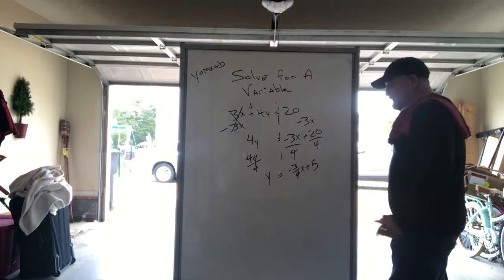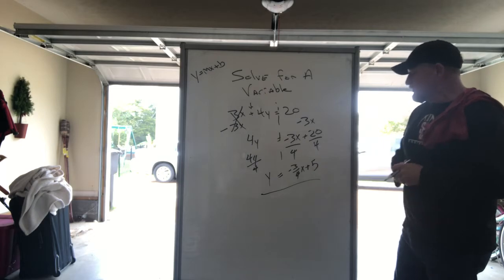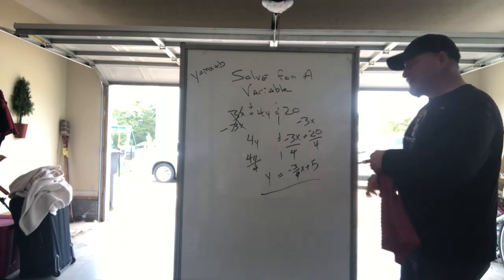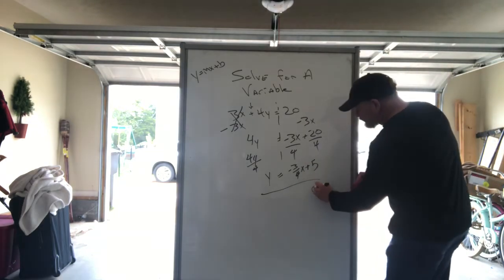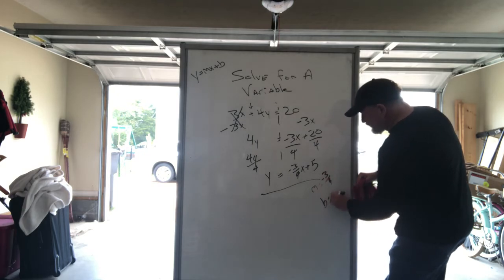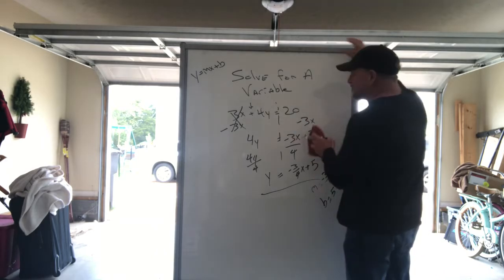They're both positive. So is this solved for y? The answer is yes. So the slope-intercept form of the linear equation is y equals negative 3/4 x plus 5. Just as an addendum, the slope of this is negative 3/4, and the y-intercept is positive 5. Okay? So that's solving for a variable using a linear equation.